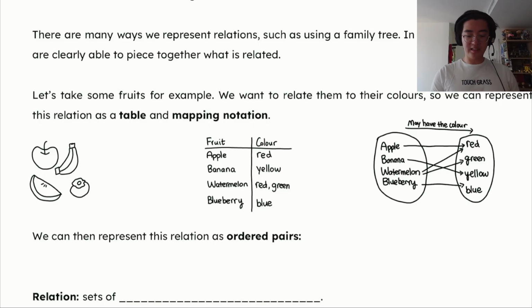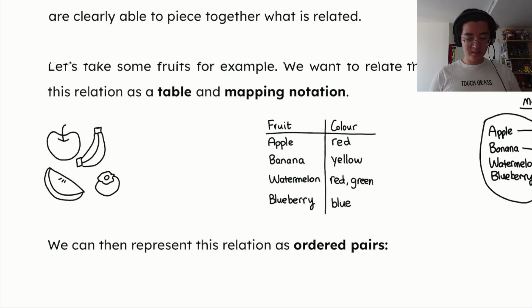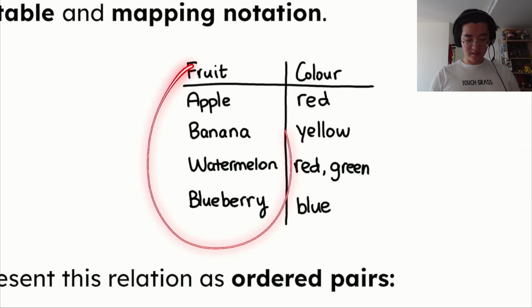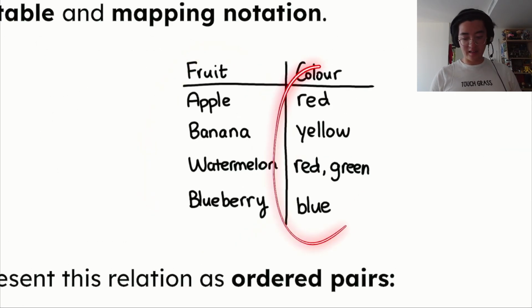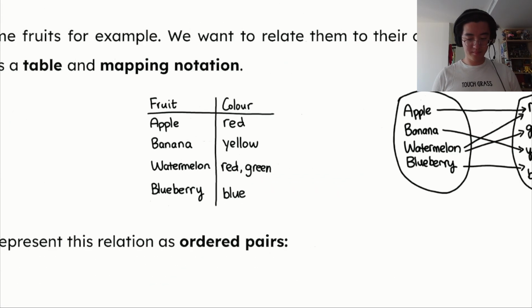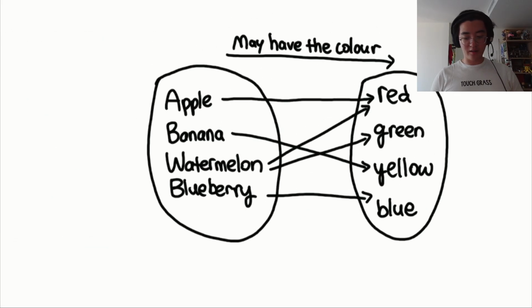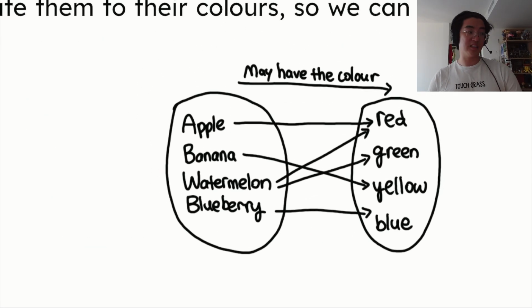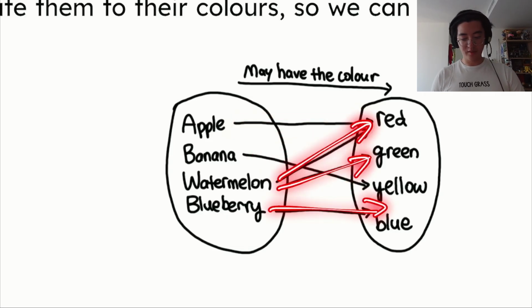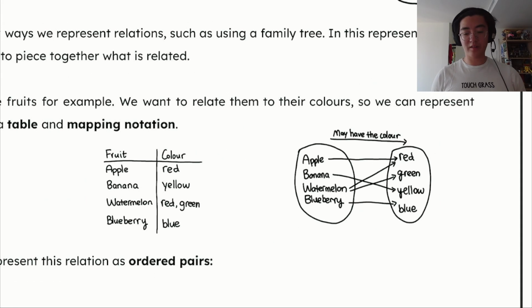Okay, so let's take fruits for example. I can have the name of the fruits and then their corresponding colors. Note that watermelons is both red and green. And we can also put this into a mapping notation. So this is saying apple relates to red, banana relates to yellow, watermelon relates to red and green, blueberry relates to blue. So that's what a mapping notation is, and this right here is a table.